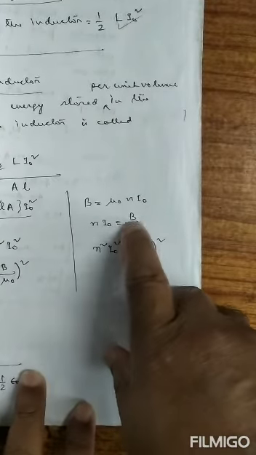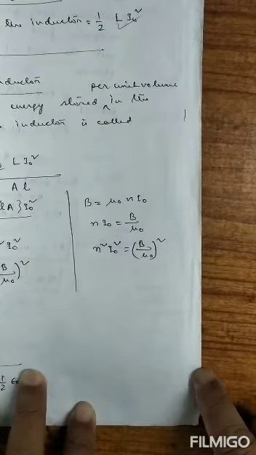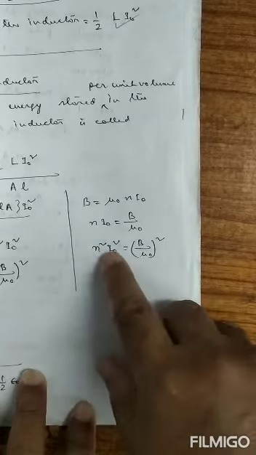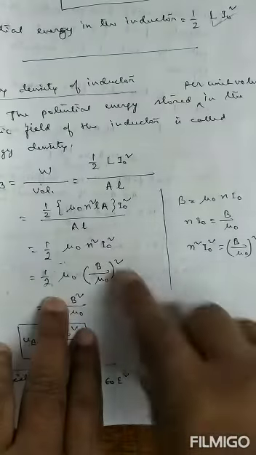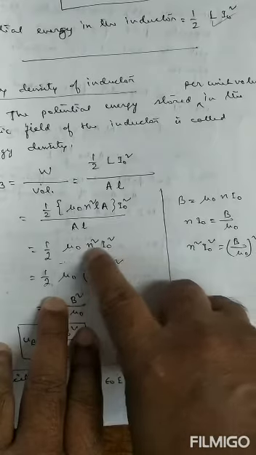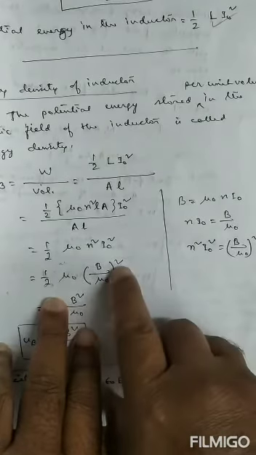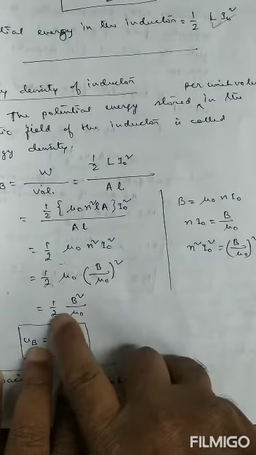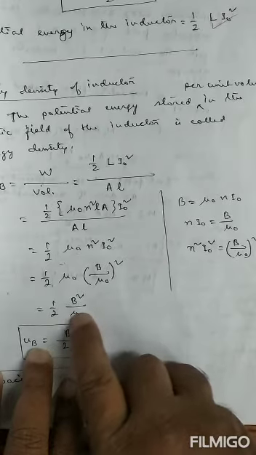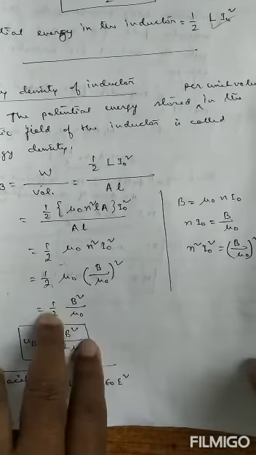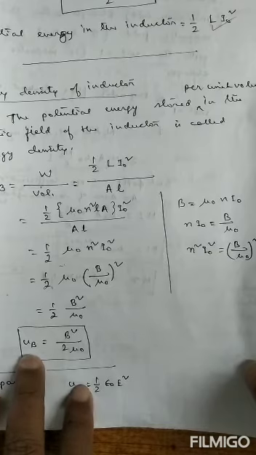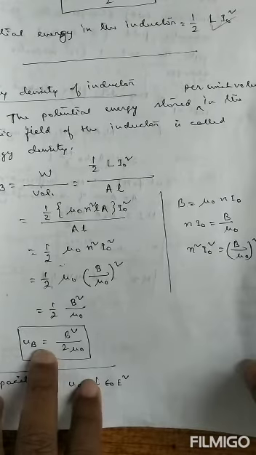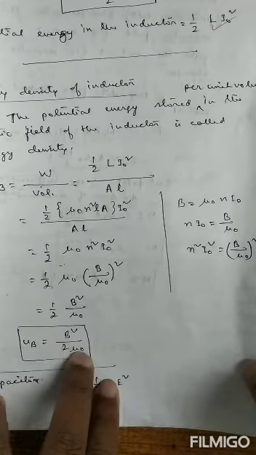So what is Ni? B by μ0. Therefore n square I square is B square by μ0 square. So I substitute, instead of n square I square, B by μ0 whole square. Therefore half B square by twice μ0. That means magnetic energy density is B square by twice μ0.